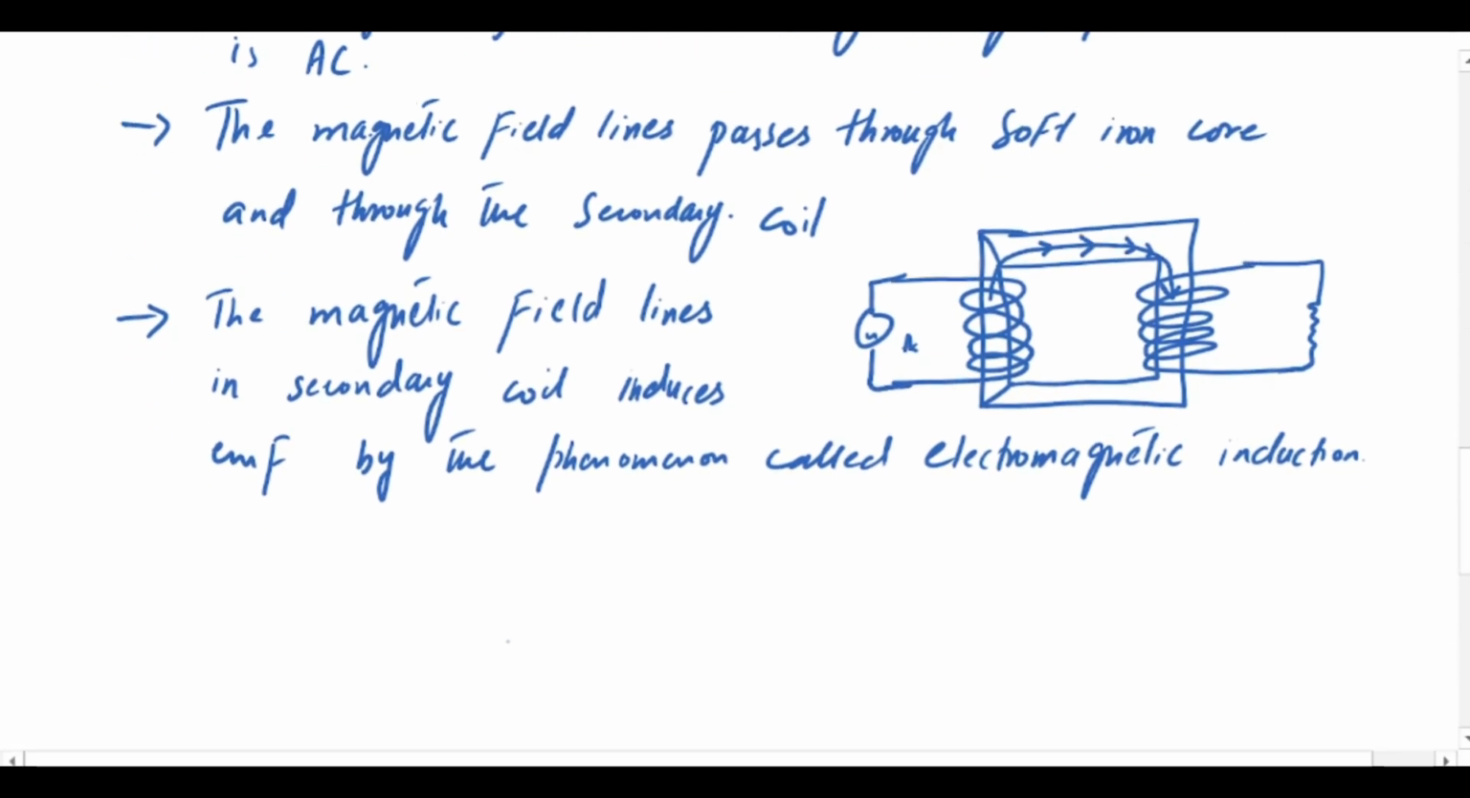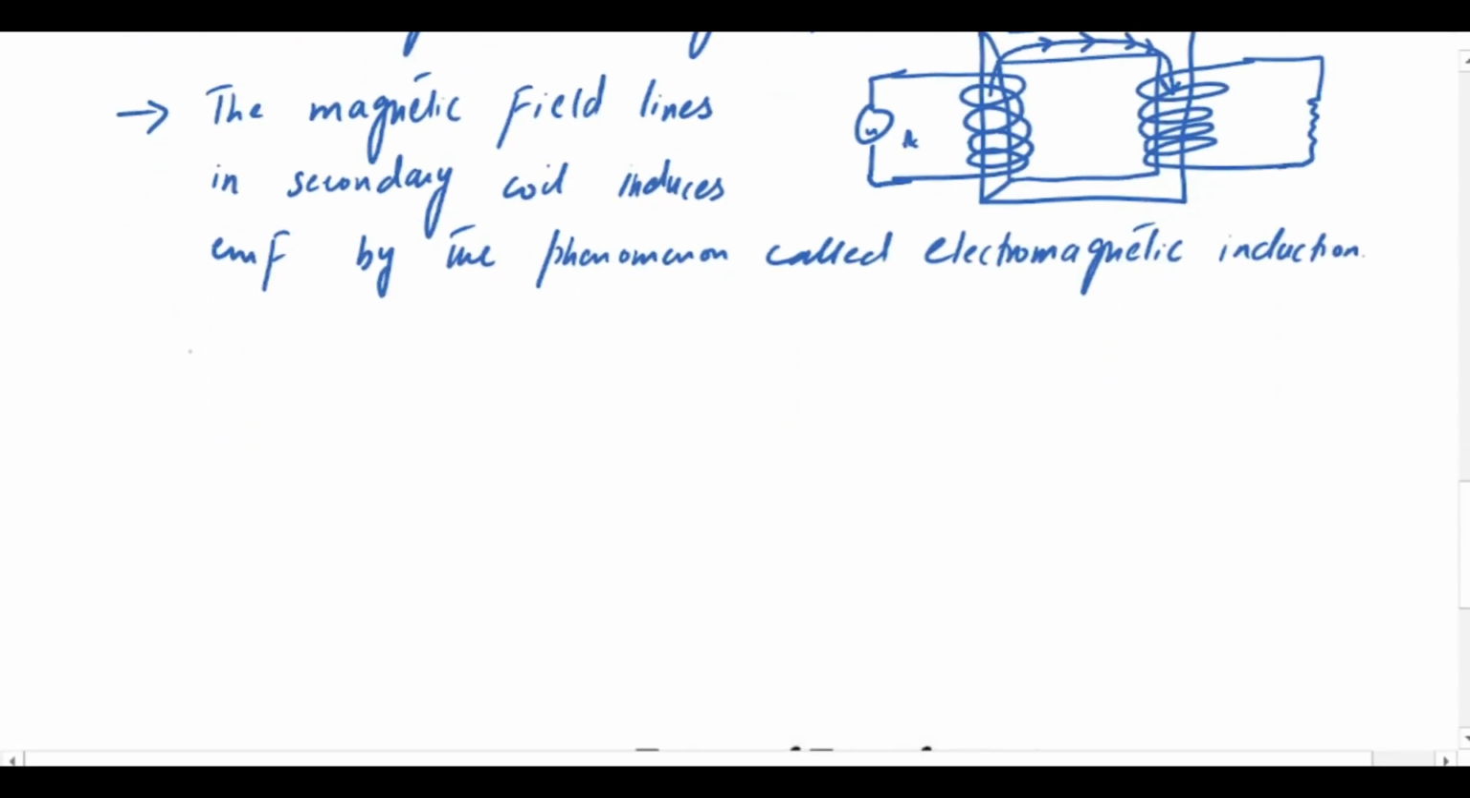Next, the last point is the EMF produced in the form of alternating current.